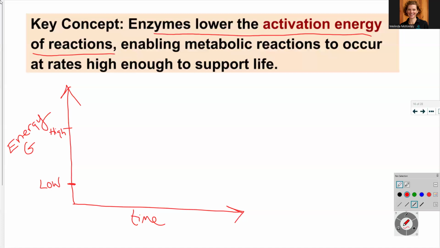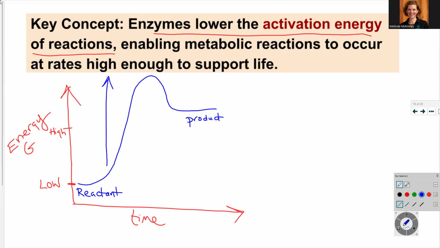Okay. So here's our reaction that's uncatalyzed. So say it goes from low and then takes a lot of activation energy and you end up with your products over here, right? So again, this is your reactant and this is your product. So this energy here, okay, to go from the reactant to the product, that's our activation energy. It's the energy that's required for this reaction to occur.